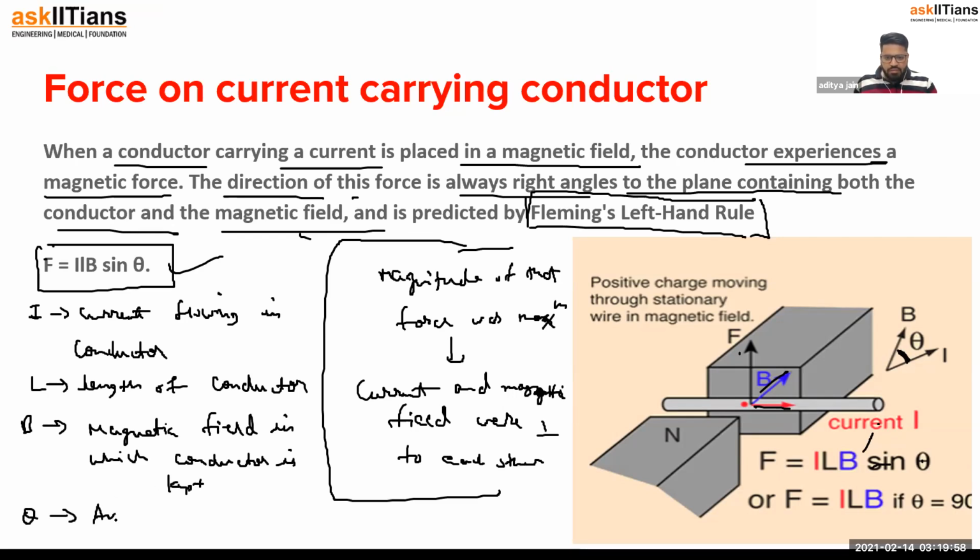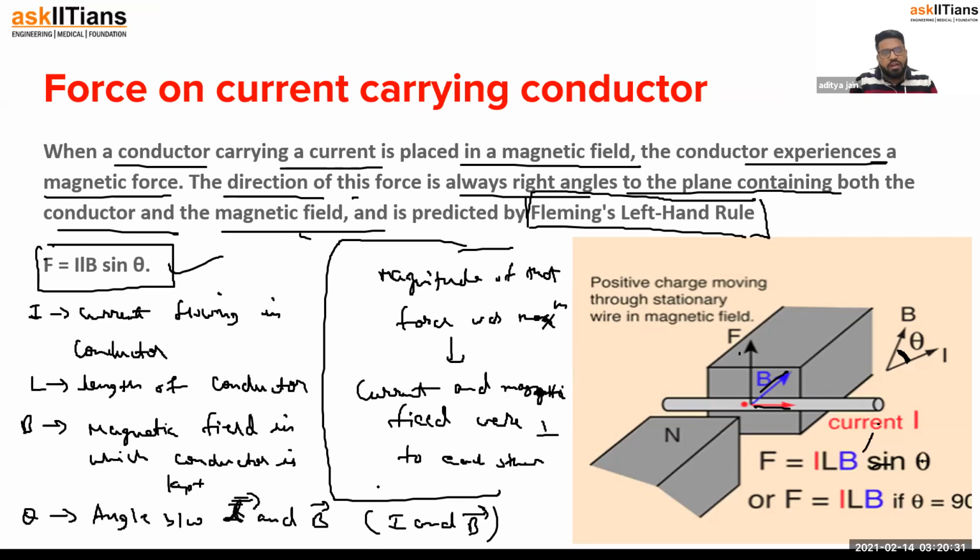Now theta is the angle between L and B, or you can say current and magnetic field, because the direction of L is along the direction of current only. So it is the angle between L and B, or you can say I and B, current and magnetic field, whichever you are comfortable with. Because we take the direction of length same as the direction of flowing of current through the conductor.